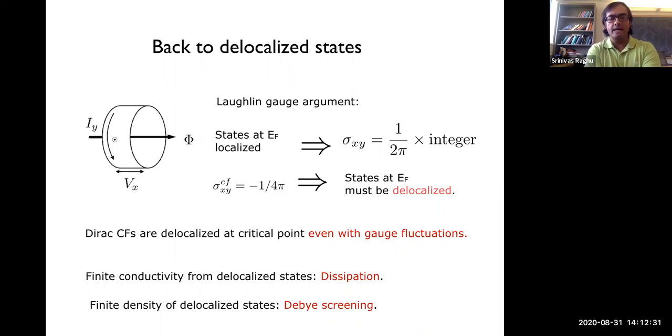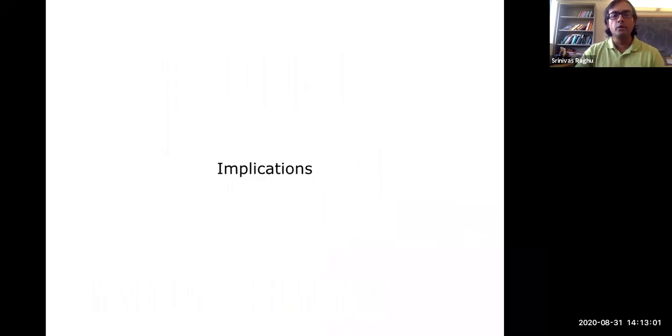So since sigma xy is -1/2, what this implies, again, from Laughlin's gauge argument, is that the Dirac composite fermions remain delocalized even with gauge fluctuations, okay? And what that implies is that there's a finite conductivity of composite fermions, and that gives a source of dissipation to the quantum critical point. There's furthermore a finite density of delocalized states. The density of states of these modes are finite, and that'll give rise to Debye screening. Okay, and those are the two physical objects that I want to actually look at now.